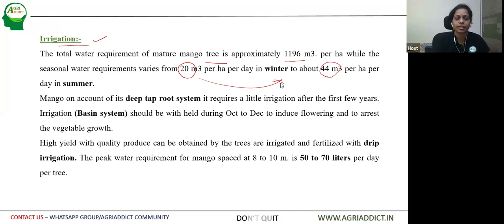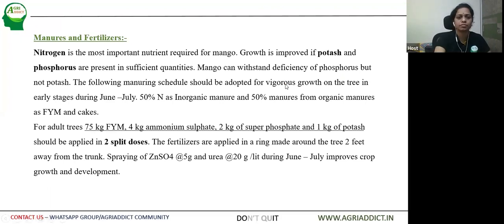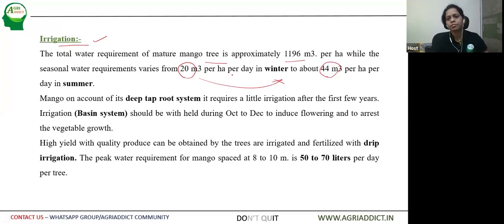So it is 20 cubic meters per hectare per day during winter, whereas it is exactly double, which is 40 cubic meters per hectare per day during summer. But if you look, mango, on account of its deep taproot system, requires very little irrigation for the first few years. But the usual system of irrigation is the basin system.